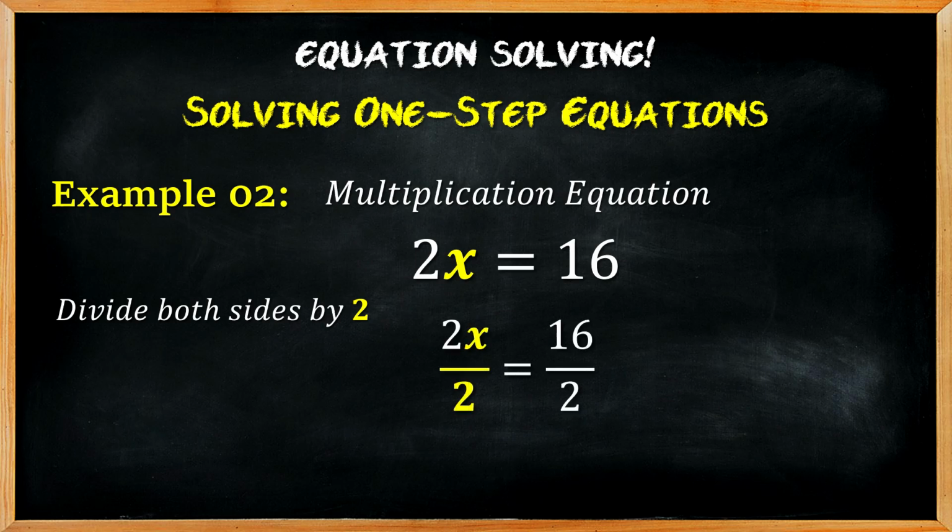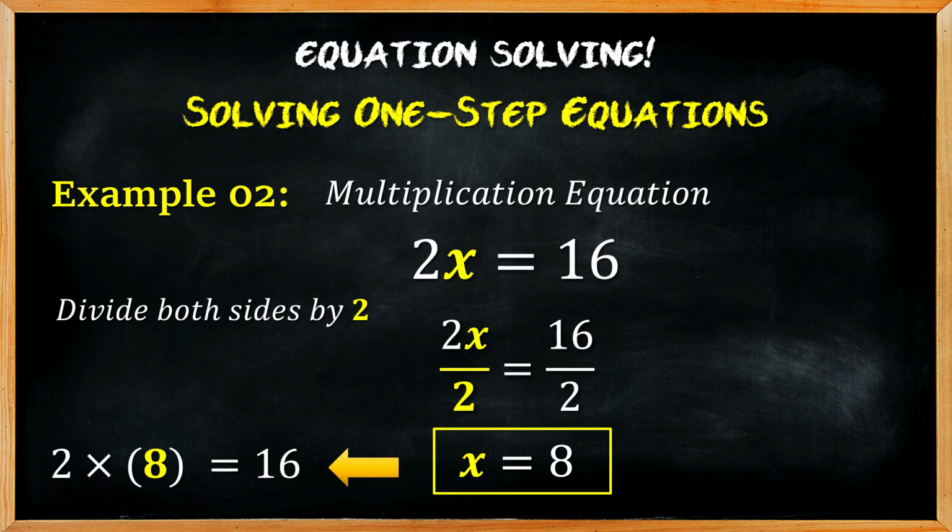Simplifying, 2x divided by 2 equals x, and 16 divided by 2 equals 8. Therefore, x equals 8. Checking our solution, 2 times 8 equals 16, which confirms our answer is correct.